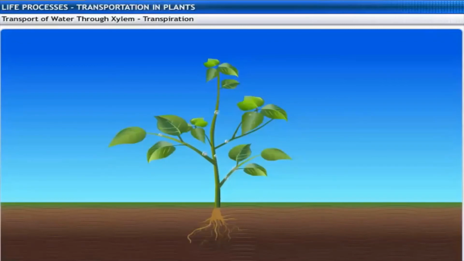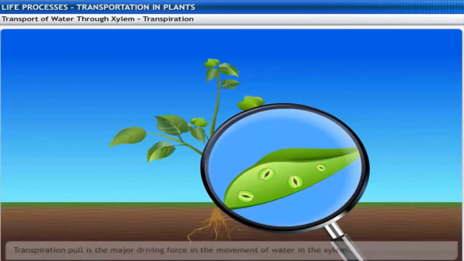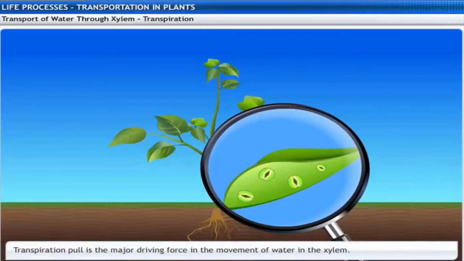Transpiration helps to cool the plants and to get rid of excess water. During the day, when the stomata are open, the transpiration pull becomes the driving force in the movement of water in the xylem.